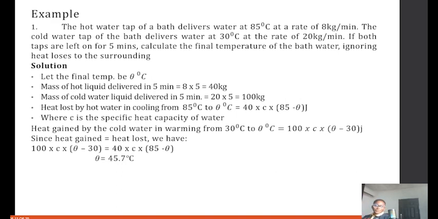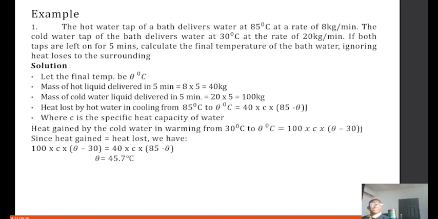So simple, right? Let the final temperature be theta degrees Celsius because we don't know the mixture temperature. Hot water is having 85, cold water 30. So the mass of hot water delivered in 5 minutes is 8 times 5, because it was delivering 8 kg per minute. That's 8 times 5, 40 kg. Mass of cold water delivered in 5 minutes: 20 times 5, 100 kg. You know the cold water must be more than the hot water.